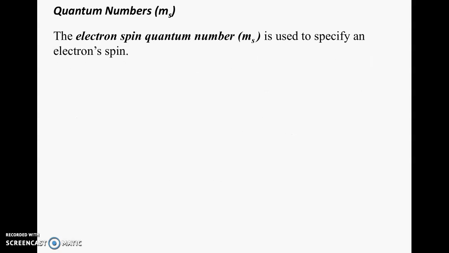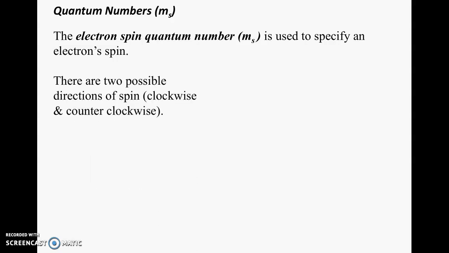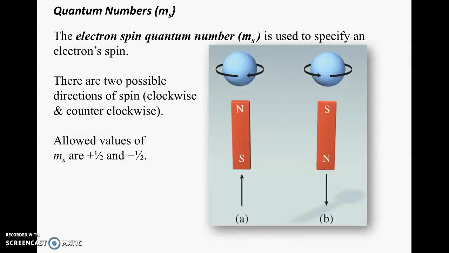All right, so there's another quantum number, and that's the electron spin quantum number. And this is important because there's only two possible directions something can spin, clockwise and counterclockwise. And these are given the electron spin quantum numbers that are plus 1/2 and minus 1/2. So they go in opposite directions.